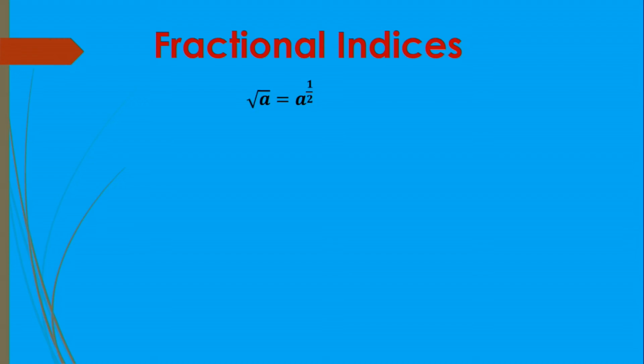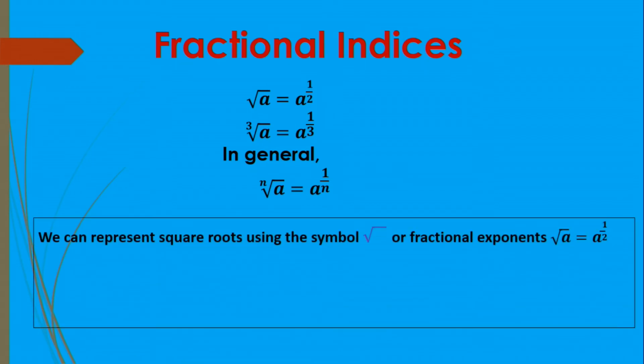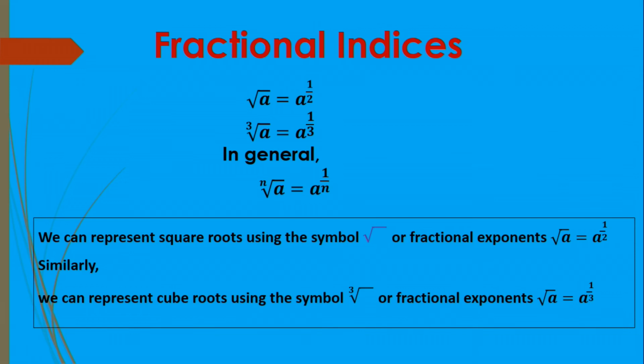Fractional indices. Remember that in grade 8 you learned that the square root of a can be written as a power half. Similarly, the cube root of a is the same as a power 1/3. In general, the nth root of a is the same as a power 1 over n. In other words, we can represent square root using the symbol, or you can represent square root as power half. For cube root also, either you use the symbol for cube root or you use power 1/3.